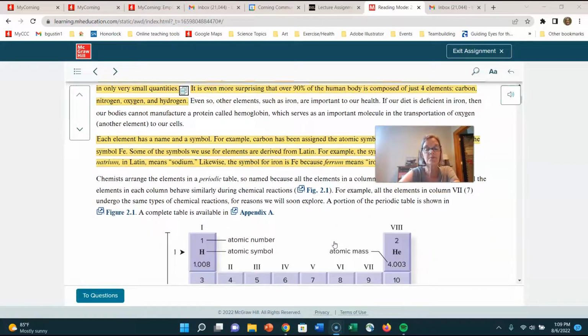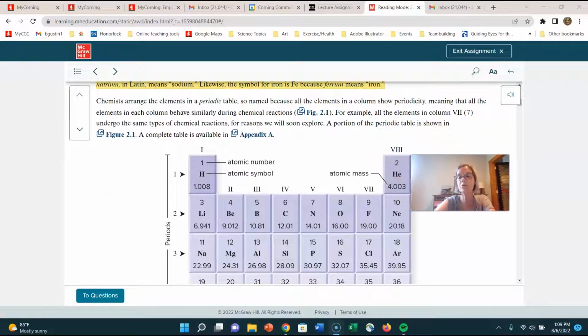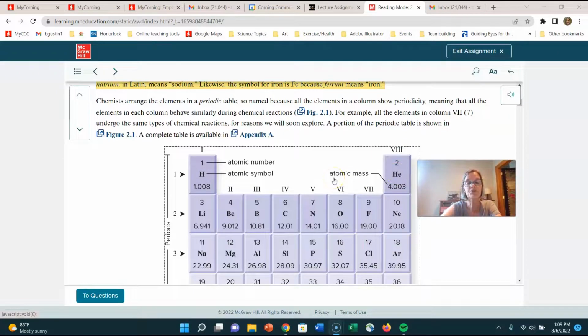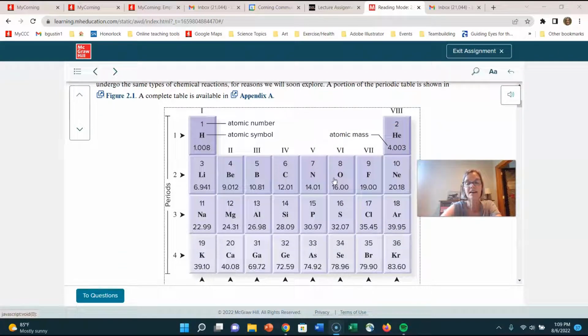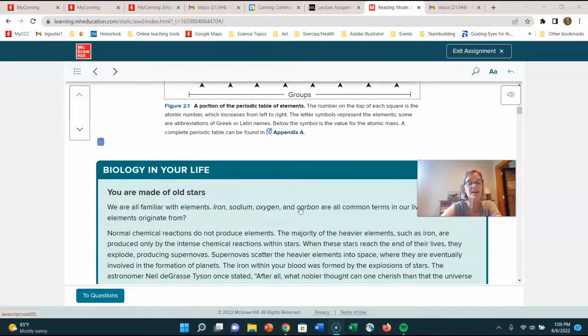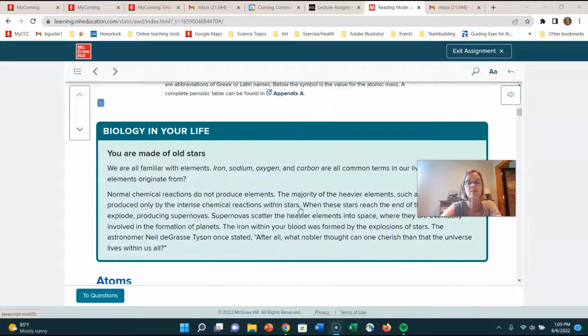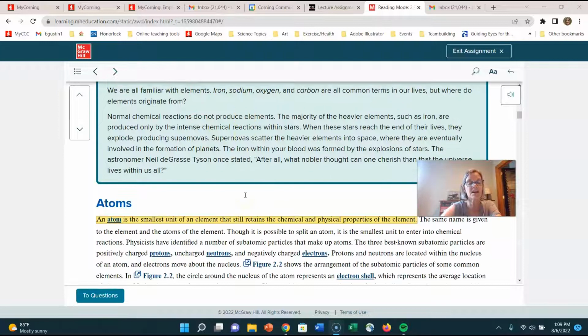You are probably familiar with the concept of the periodic table, where there are symbols for each element, and some of these look familiar: carbon, nitrogen, oxygen, neon, all sorts of things. And there's a lot of information, like I said, that we're not covering. We just can't possibly cover everything in the book, but feel free to read these sections.